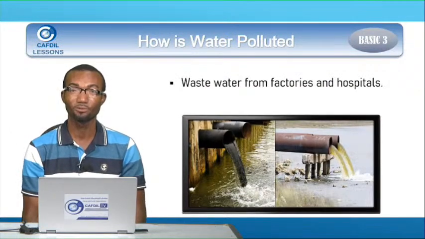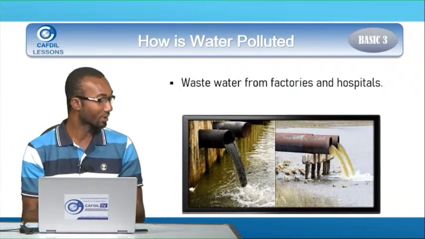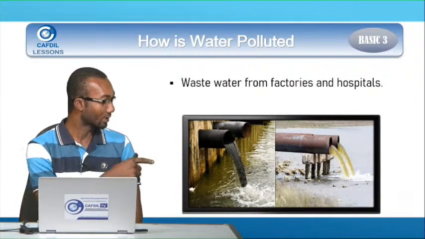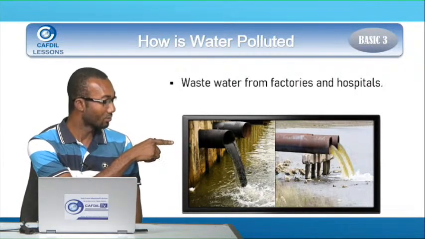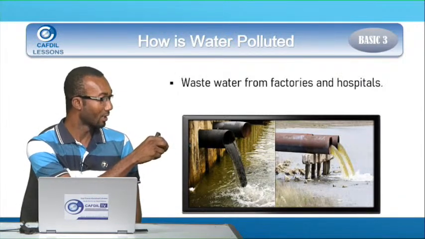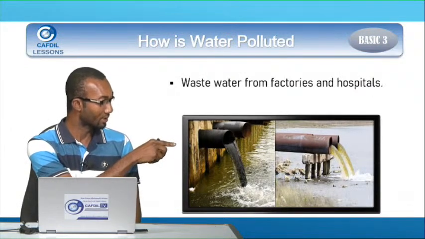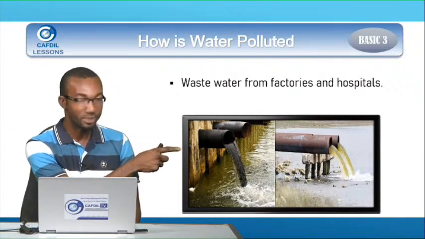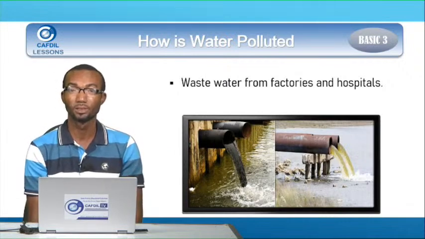Second, wastewater from factories and hospitals. Most factories use water for cleaning. And look at the color of this water coming out. It looks black. And look at the other one too. It doesn't have the normal color of water, because water is colorless. So look at this, pouring them into streams and rivers. And this will pollute the water body that these things are getting into.